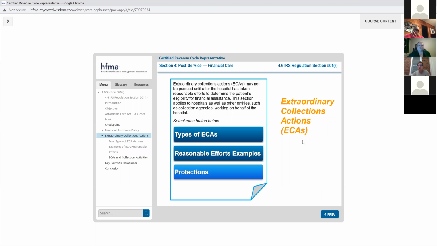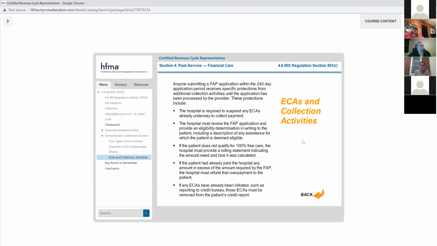And protections. So protections to the patient. Anyone submitting an application within the 240-day period receives specific protections. The hospital is required to suspend any collection action. So if you place them and they say, well, I want to apply for charity, you have to recall that account, as an example. The hospital, or the organization, must review the application and provide a determination in writing to the patient, including a description of any assistance for which the patient may be deemed eligible.